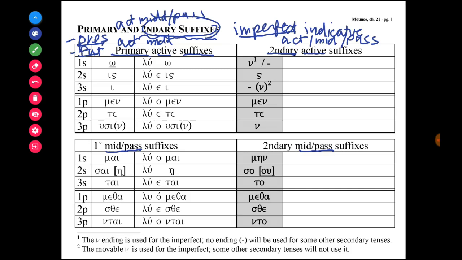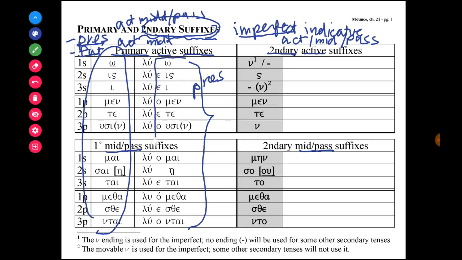So by way of review, if you were to look at the chart to the left, we have the example of the present tense being used. And so this column here are the suffixes, but in the example that we gave, we've attached those suffixes to a connecting vowel. So we're all familiar with o, eis, ei, omen, ete, ousi for the active forms, and for the middle passive forms, omai, ei, etai, ometha, esthe, ontai.